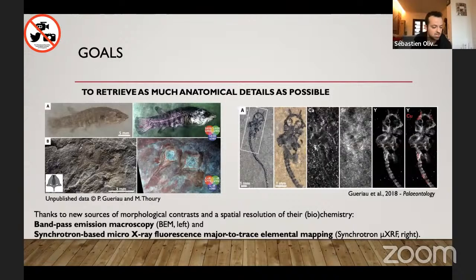So to retrieve as much anatomical detail as possible, we used and are using an array of classical and more innovative techniques. Among them, the bandpass emission macroscopy and the synchrotron-based micro X-ray fluorescence to trace elemental mapping. Here with different fossils, just to show you the possibilities of the methodologies.